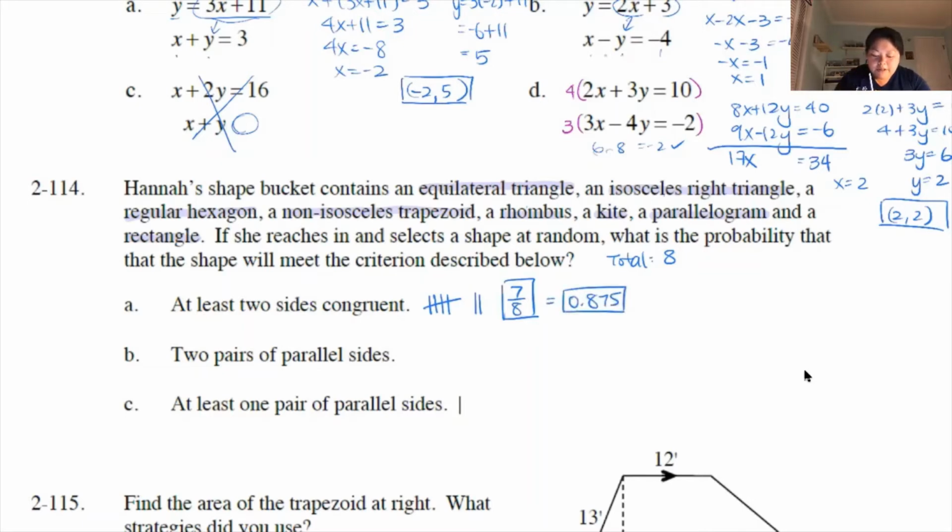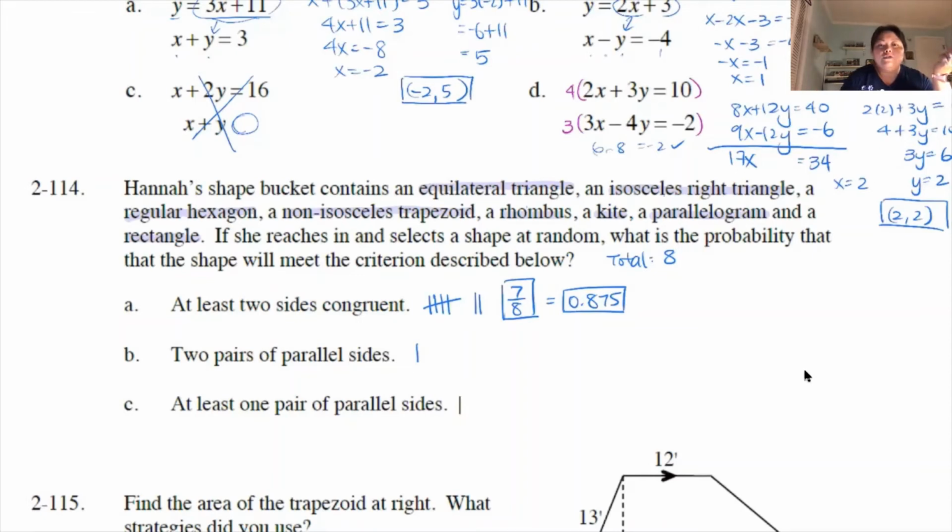2 pairs of parallel sides. Okay, so equilateral triangle, no, because 2 pairs of parallel sides imply that you need 4 sides because there's 2 pairs. So first one's a no. Isosceles right triangle, nope. Regular hexagon, well, a hexagon has 6 sides, and because it's regular, they're all the same, and hexagons have parallel sides, 3 pairs of parallel sides. So yes, it says 2 pairs. It doesn't say only 2 pairs. So I have 3 pairs. I think that satisfies the criterion.